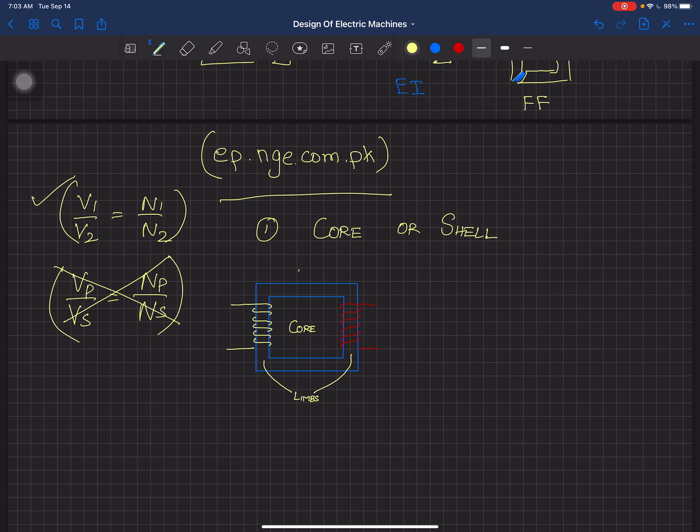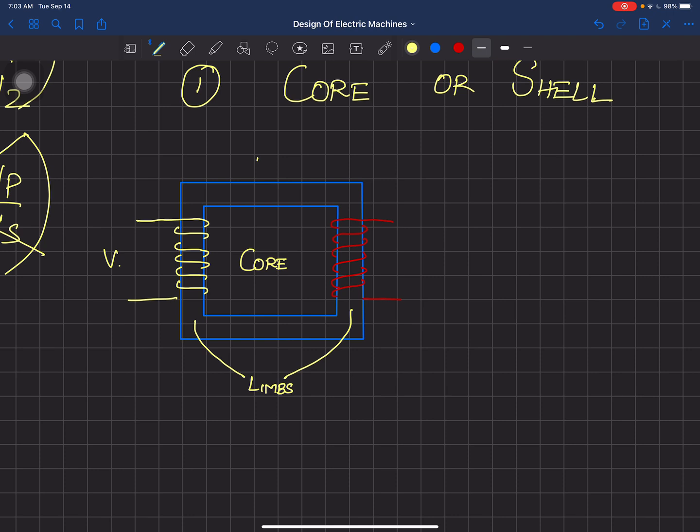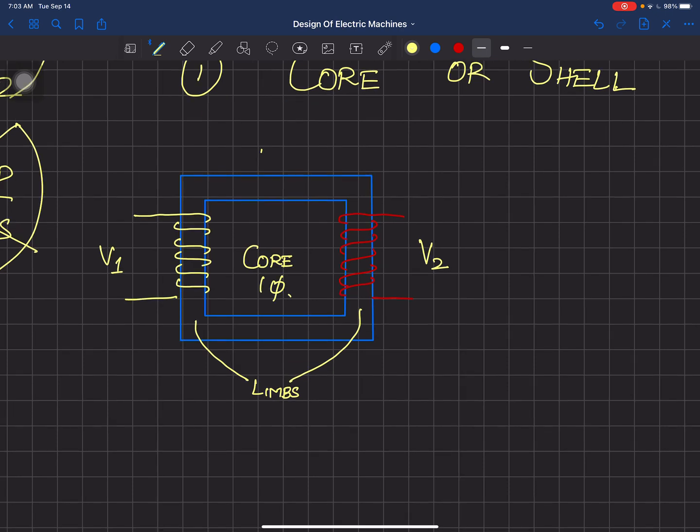Yes, I am going to call this one V1 and this one V2, that is the output. And certainly they are going to be high voltage winding and low voltage winding unless and until you have a 1-to-1 ratio transformer. So these are the two limbs. This is a single phase core type transformer.